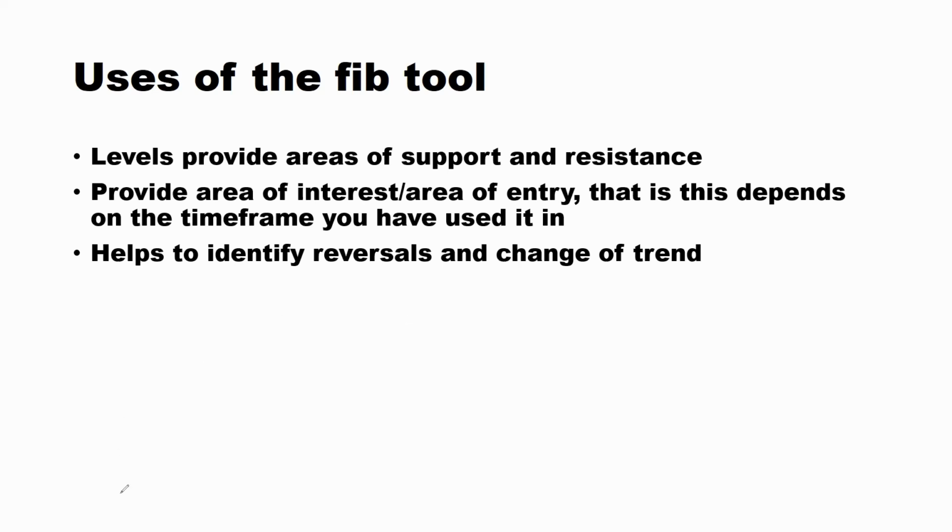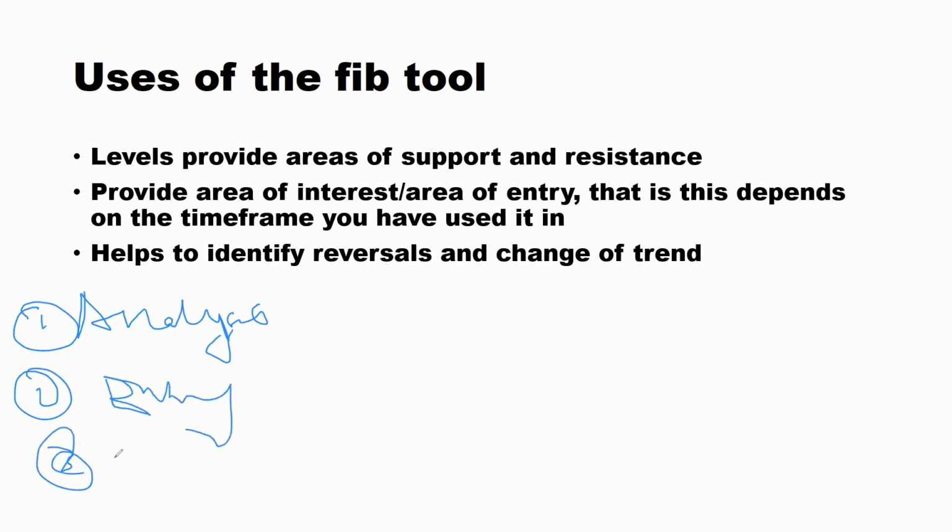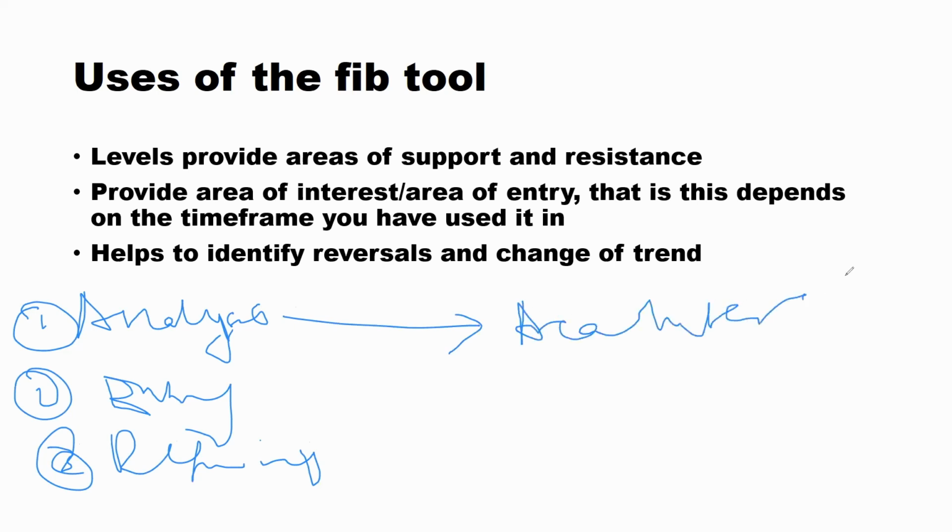When you draw your fib tool, it depends on the time frame you're doing it in. For example, we said you're supposed to have three time frames. One is the analysis time frame, then two, you need to have your entry time frame, and then three, you should have your refining time frame. Now, if you draw your fib tool in the analysis time frame, it gives the area of interest. Are we together? If you draw it in your entry time frame, it gives the area of entry.